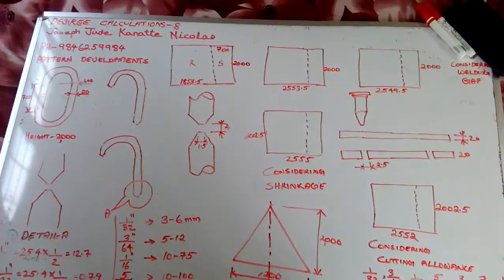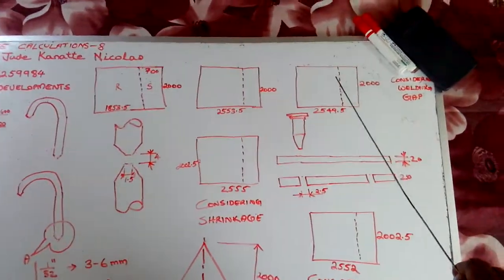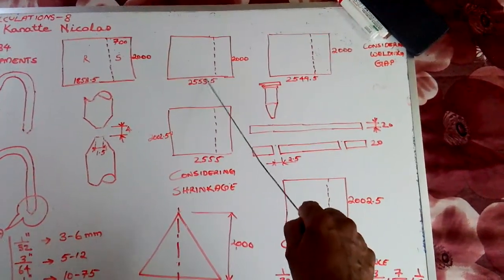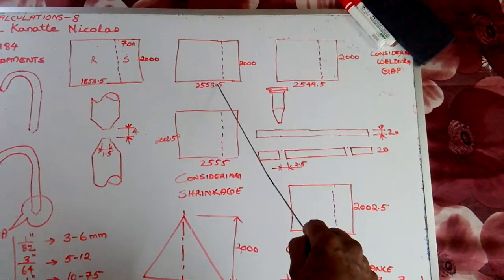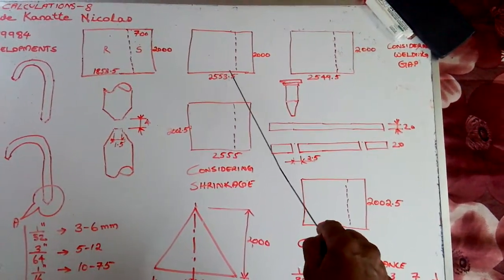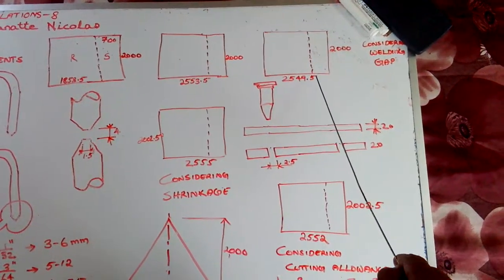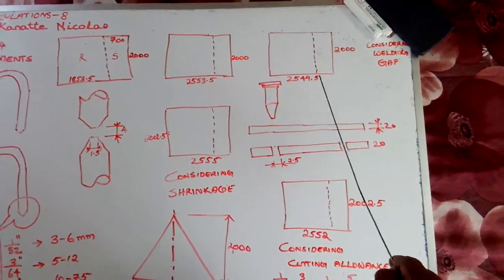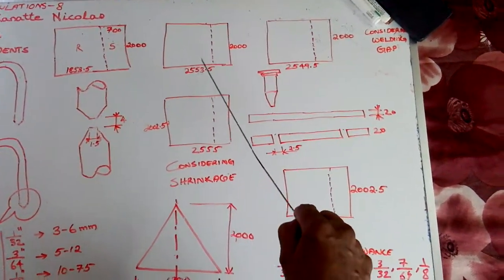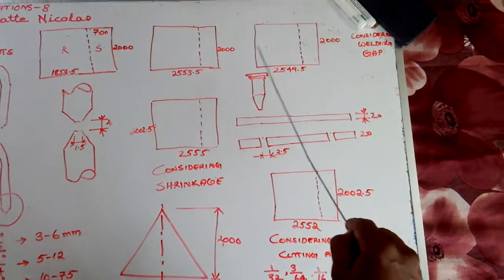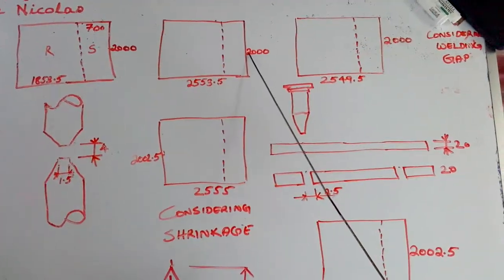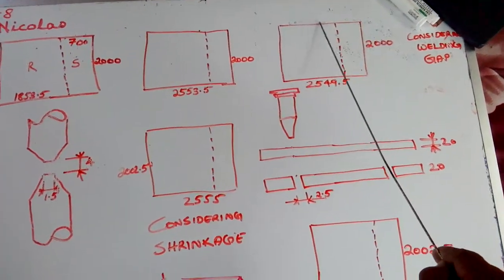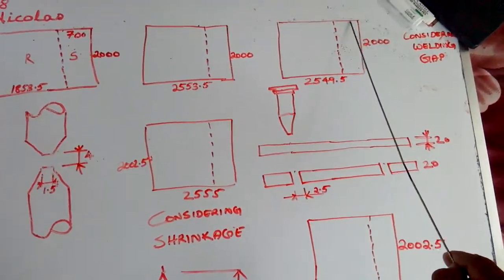So when we take the development, we should use this. We will have to decrease 4 from 2553.5, then this 2549.5. In this 2549.5 we have decreased 4 mm, so why didn't we remove from 2000? We didn't decrease 4. Why? One welding doesn't come here. In this portion we don't weld.